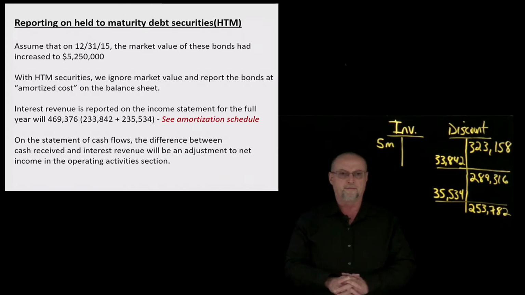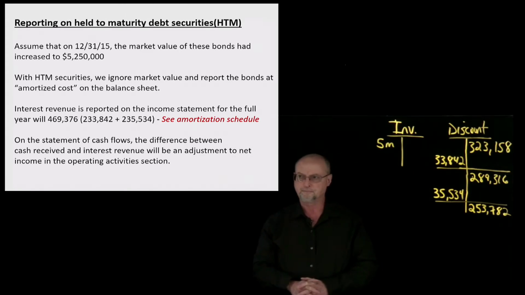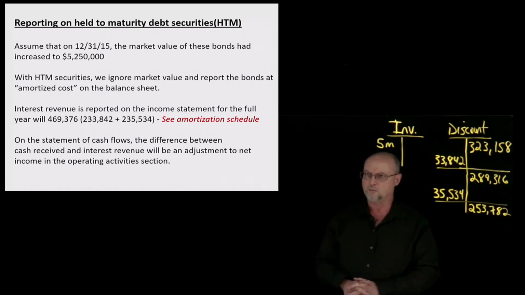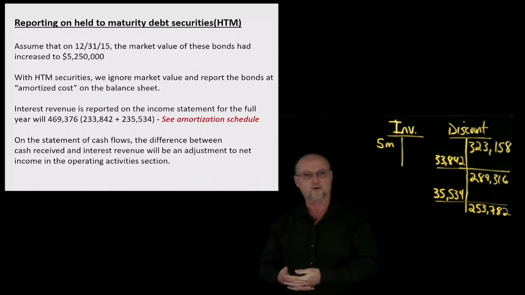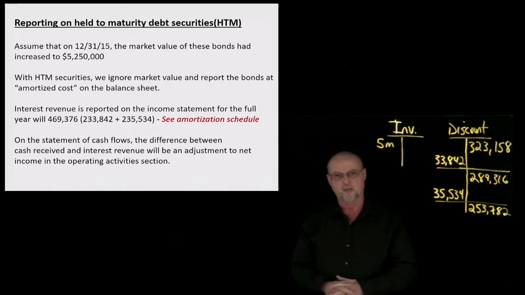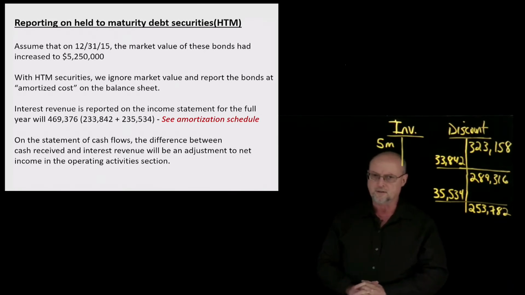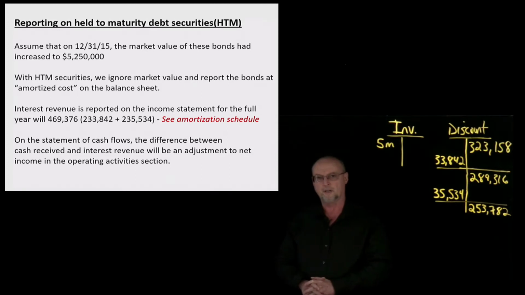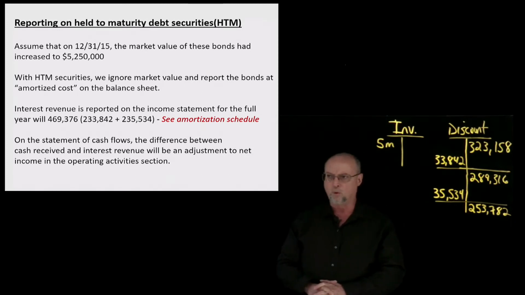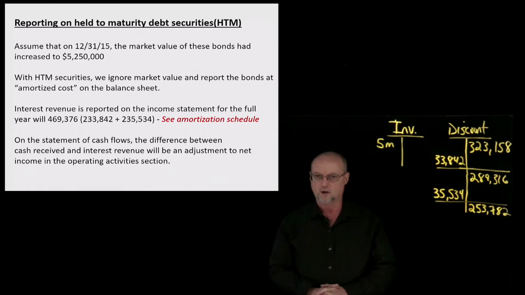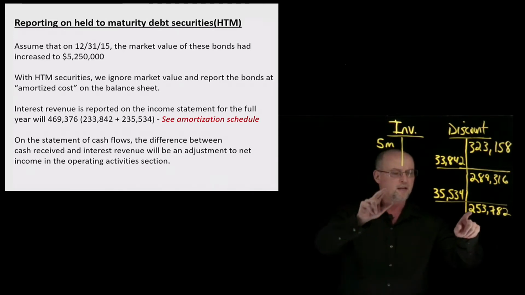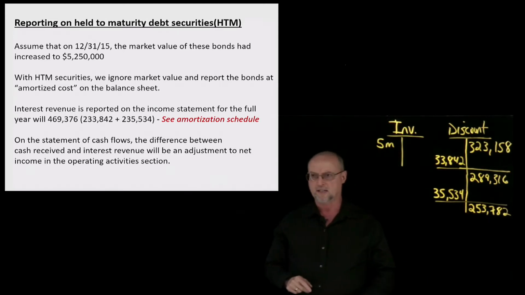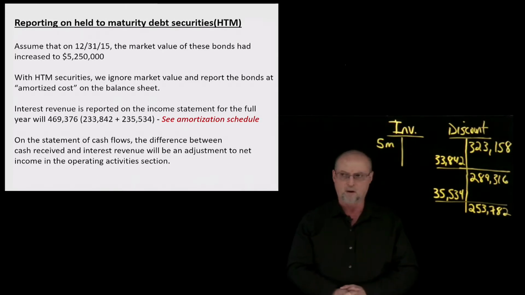On December 31st, end of the first year, the market value of these bonds had increased to $5,250,000, which means interest rates must have started to drop because that pushes bond values up. Since these are classified as held to maturity securities, we ignore the market value and we're going to report the bonds at their amortized cost, which is $5 million minus the unamortized discount, and you'd have to look at the amortization schedule to see what that was.